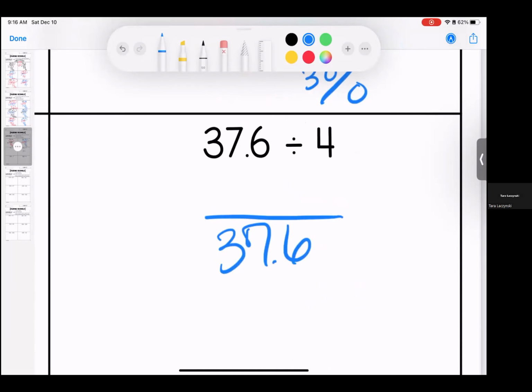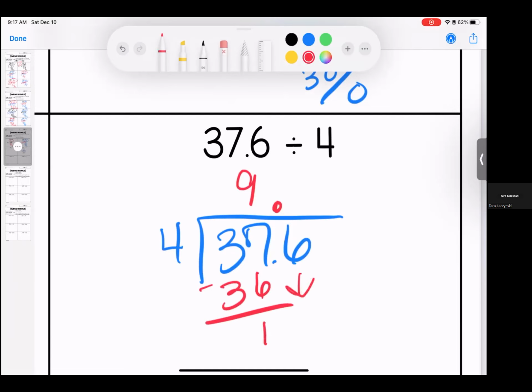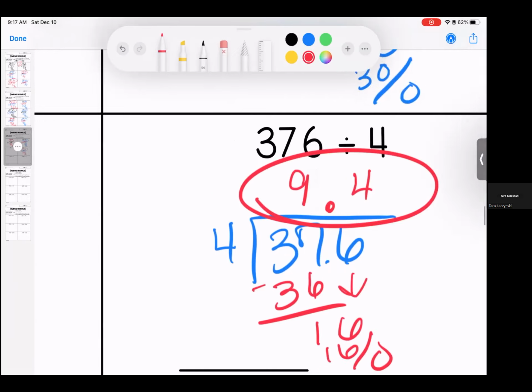37 and 6/10 divided by 4, decimal up in our answer. 4 does not go into 3, but it does go into 37 9 times because 9 times 4 is 36. We have 1 left. We bring down our 6. 4 goes into 16 4 times. On the nose, nothing left. 9 and 4/10.